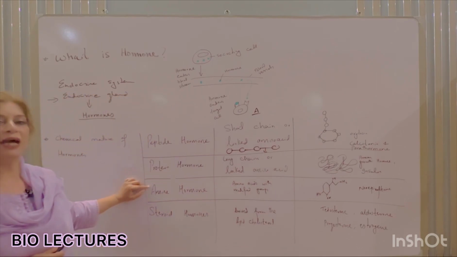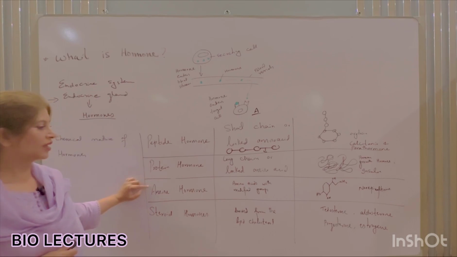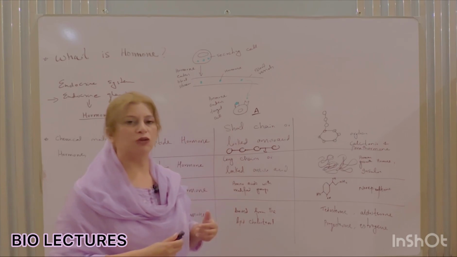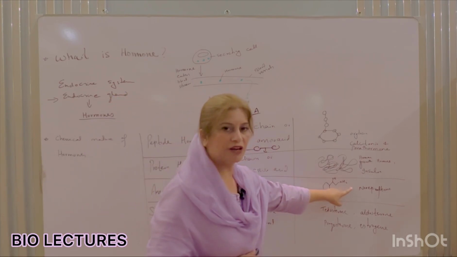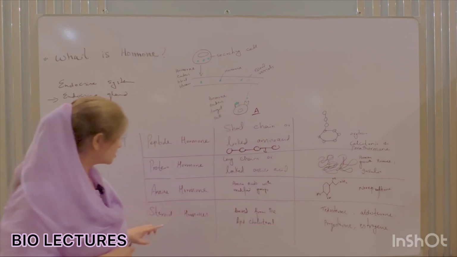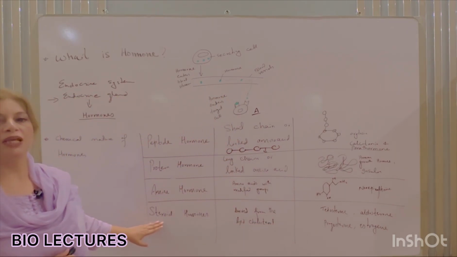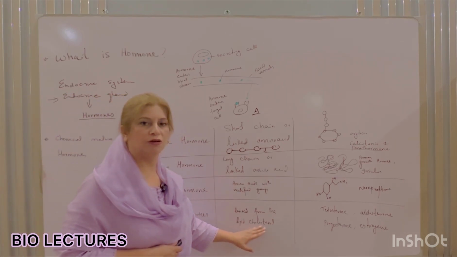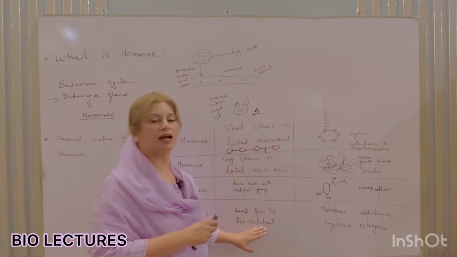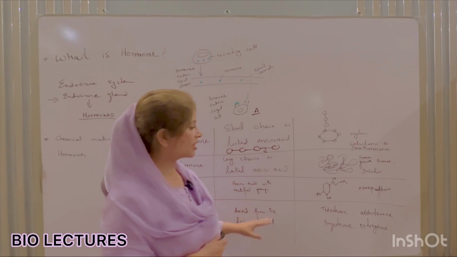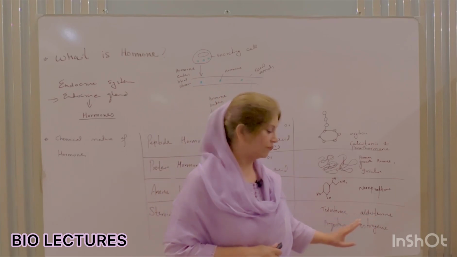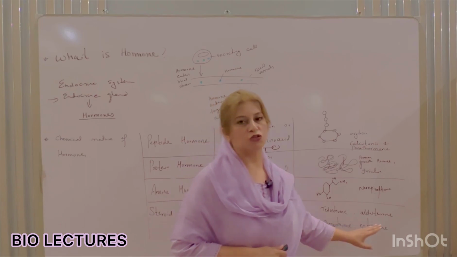Students, the next one is the amine hormone. Amines are derivatives of amino acids, meaning amino acids with modified groups. An example is norepinephrine. The next one is steroid hormones, or the lipid hormones. These are derived from the lipid cholesterol. These are another class of hormones. Students, the examples of steroid hormones are testosterone, aldosterone, progesterone, and estrogen.